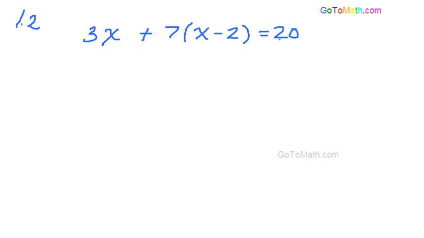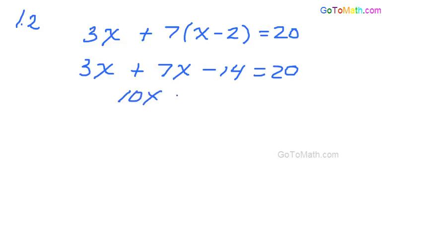Okay, so here we are. We've got this equation, and we want to solve for x. What I'm going to have to do is distribute the 7 across. So we have 3x plus 7x minus 14, and that's equal to 20. And of course we want to collect up our like terms, so we have a 3x and a 7x. That's going to give us 10x minus 14 is equal to 20. And then we take the 14 over.